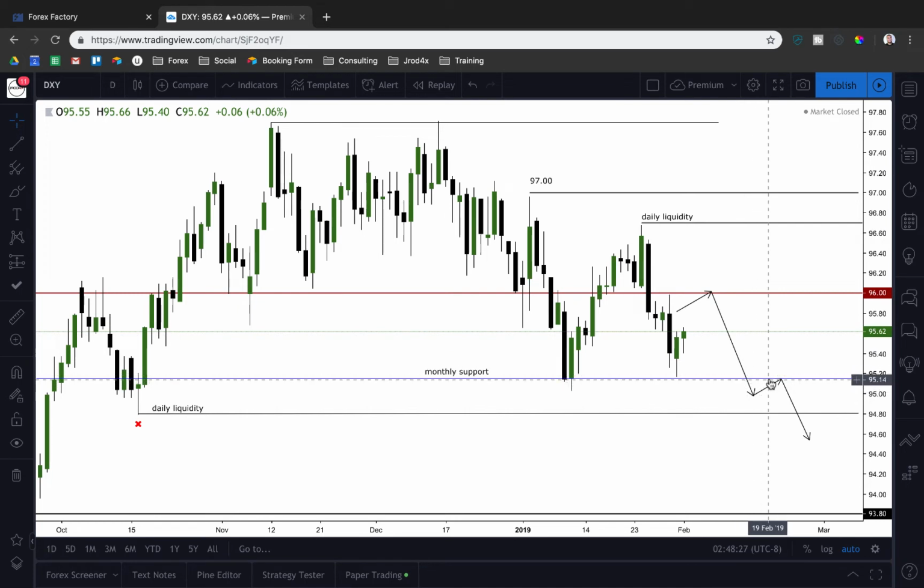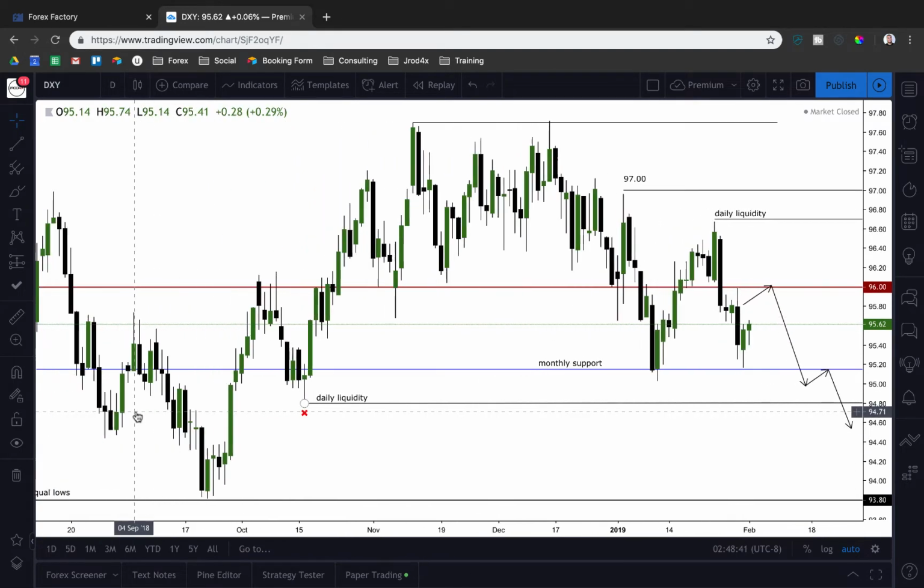Or also, to add maybe a position here and then square off some of your initial position once we break below this low. But ultimately, I will be looking for lower prices. We do have this daily liquidity, as mentioned last week as well, at the 94.80 level.